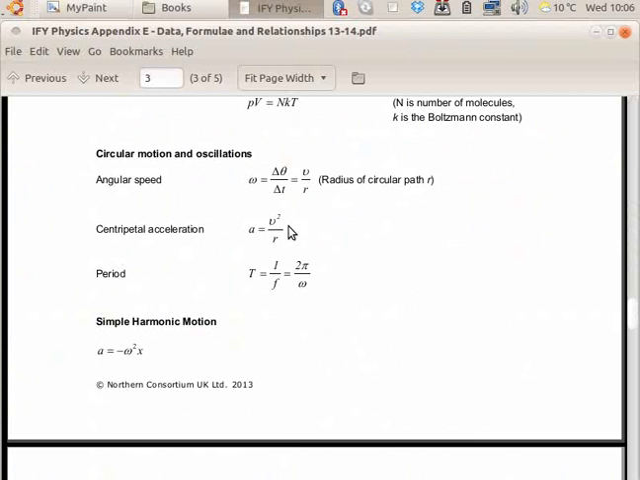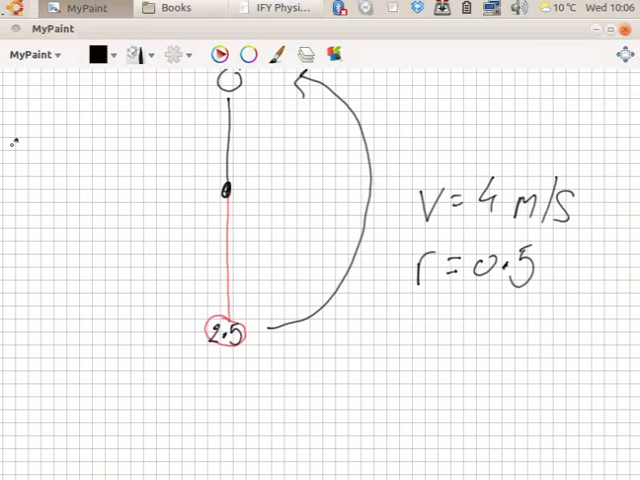Because it gives us the V, and because it gives us the R, I should work out what the omega is, because I might need it. So, first piece of business, the omega is V over R, which would be 4 over 0.5, which is 8. So I have the V, the omega, and the R. That's great.